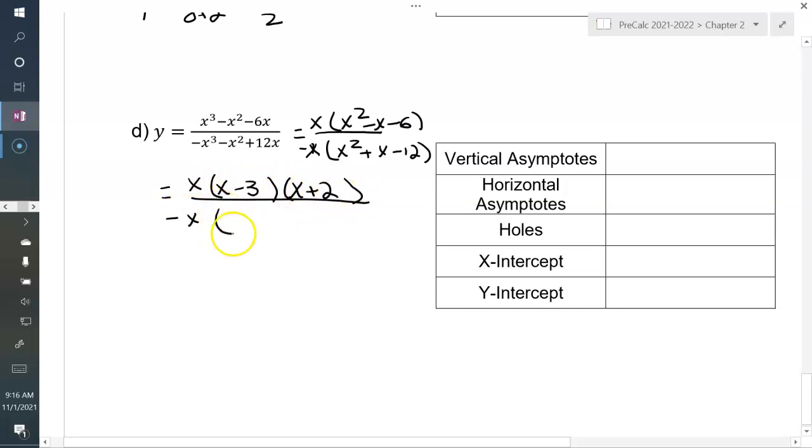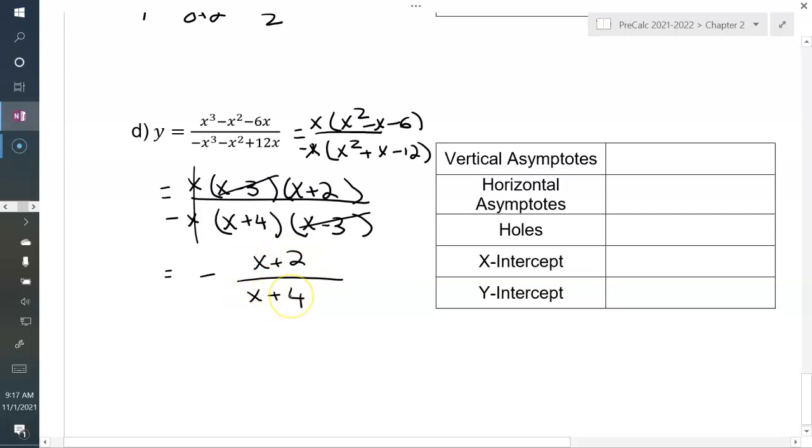I have a negative x in my denominator times x plus 4, x minus 3. Now let's see what cancels. Well, that cancels, and that cancels. So my equivalent expression is x plus 2 over x plus 4. Don't forget your negative in front.